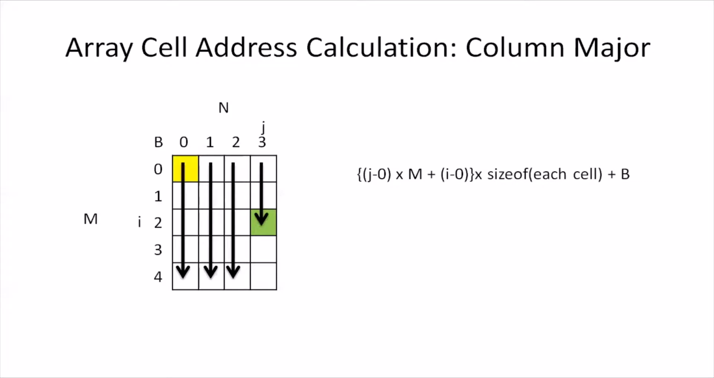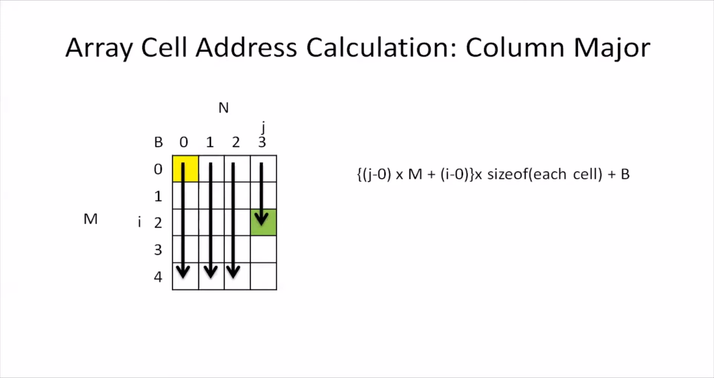Coming to the column major ordering, in order to find the address of the cell in the ith row and jth column, we have to traverse all m rows for j-0 columns. And after that, we have to traverse some more rows, which is given by i-0, in the jth column. So the total number of cells that we need to traverse in order to reach the desired cell is given by j-0 into m, and added to that will be i-0.